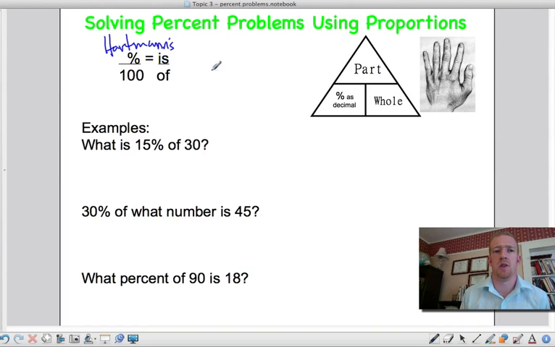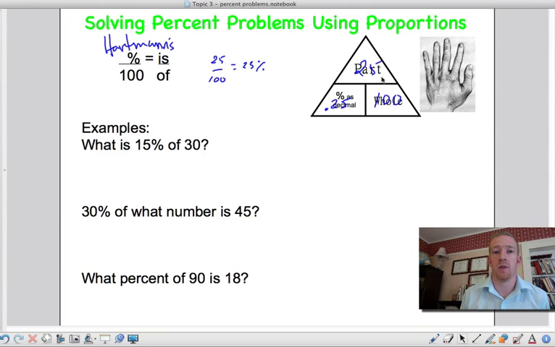So let's take a really easy proportion, like 25 over 100 would be 25%, right? So the way we would fill that in here, the part is 25, the whole is 100, and the percent as a decimal is 25%. Okay?